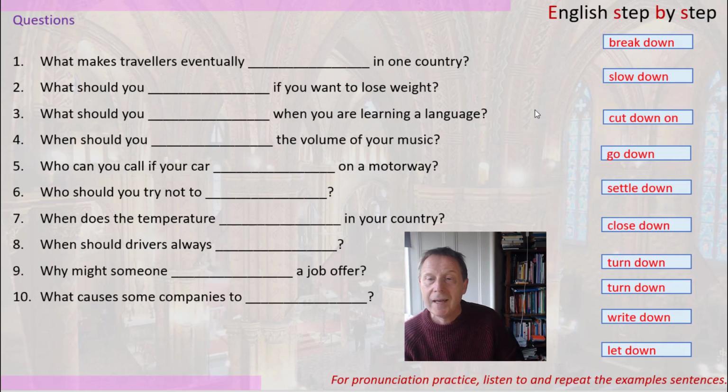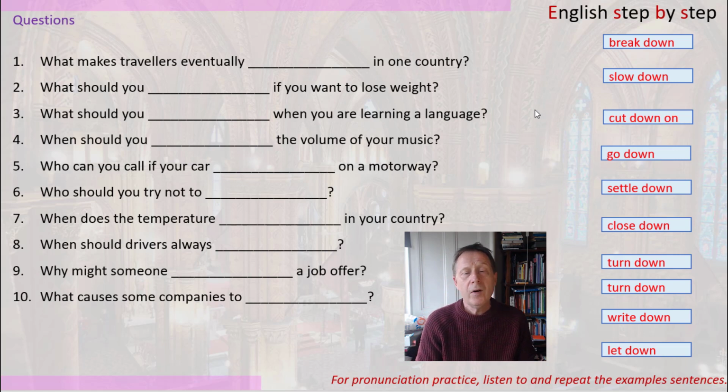So here's the practice exercise. Now, the first step is making the questions. You can see I've left gaps for all of these questions, 10 questions, and you can look at the phrasal verbs on the list on the right and decide which one goes into the gaps to make the questions. And when you finish making the questions, you can think of some ways of answering these questions.